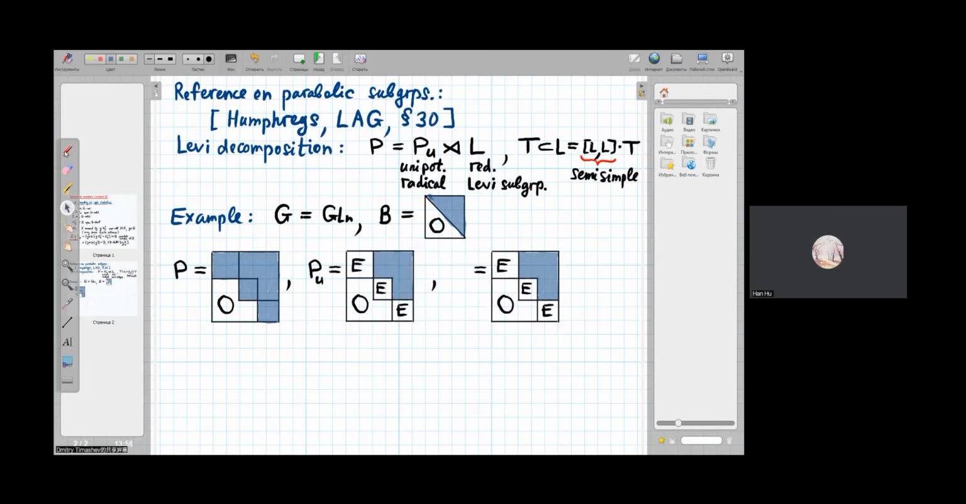The Levi subgroup is of the following form. We have zeros above the diagonal, not only below, but also above the block diagonal. And on the block diagonal, we have anything non-degenerate, any arbitrary non-degenerate matrices.